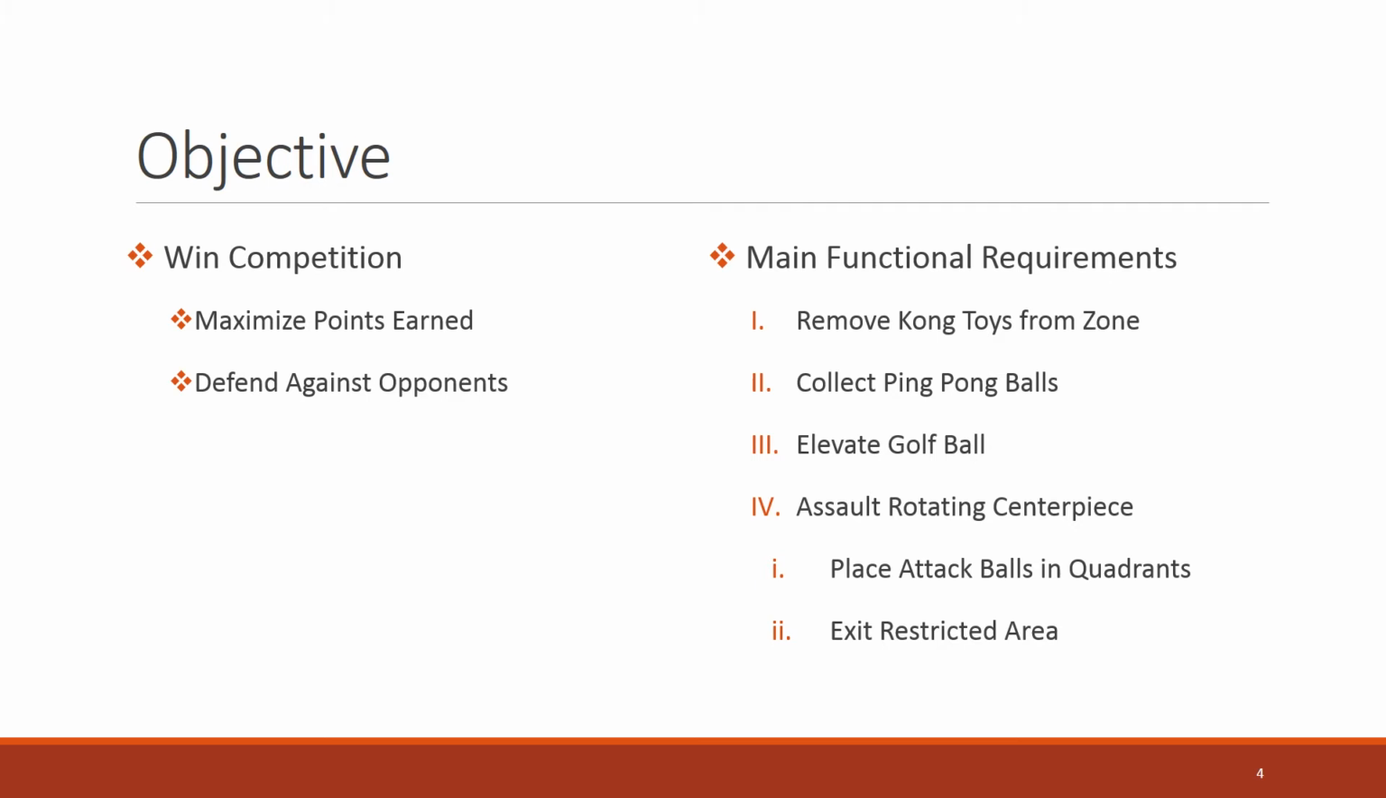The main functional requirements of the device which present opportunities to earn points are to remove the 2 Kong toys from the zone, to collect the ping pong balls, elevate the golf ball, and assault the rotating centerpiece by placing attack balls in the quadrants as the centerpiece rotates and then exiting from the restricted area afterwards.